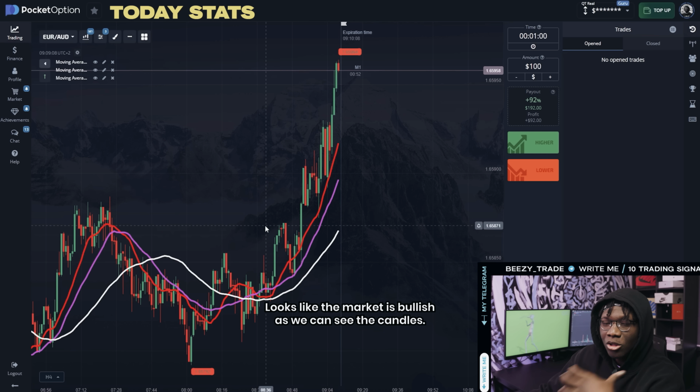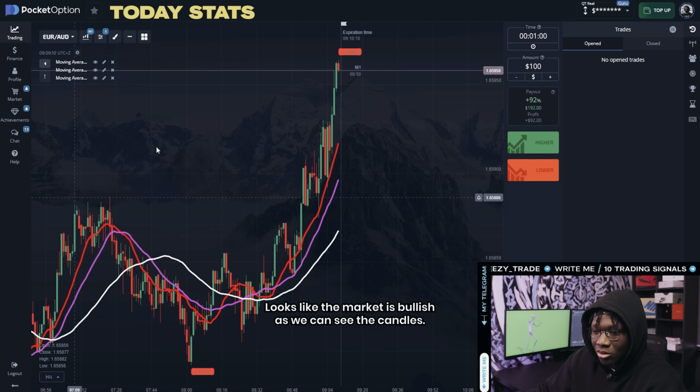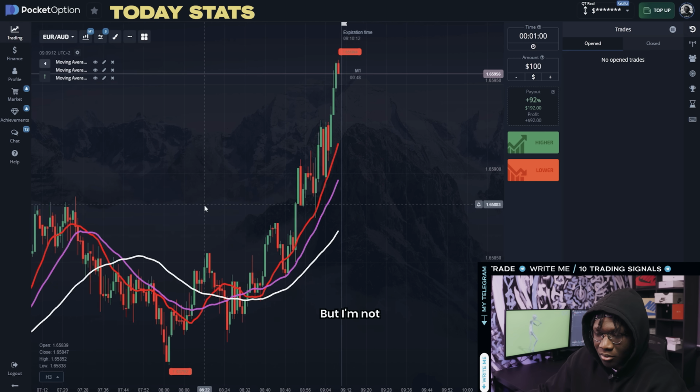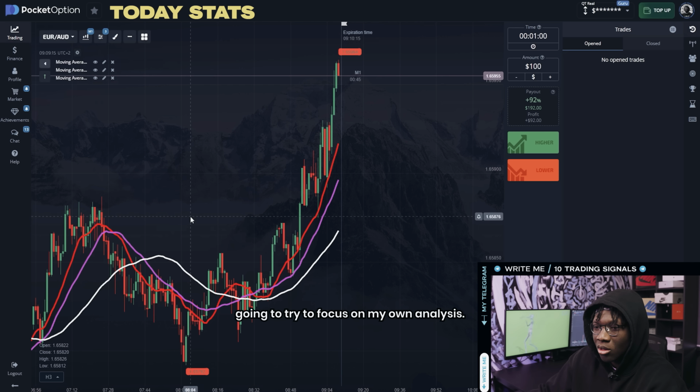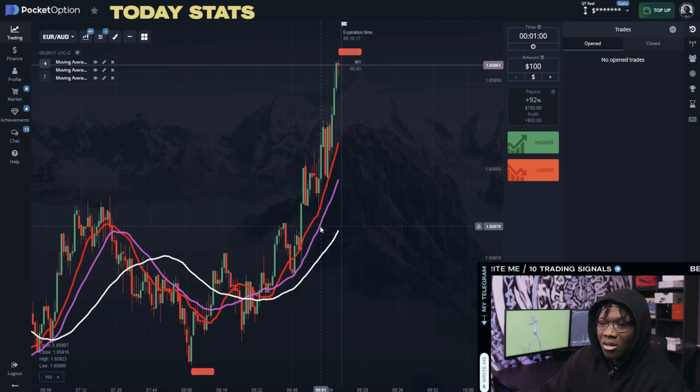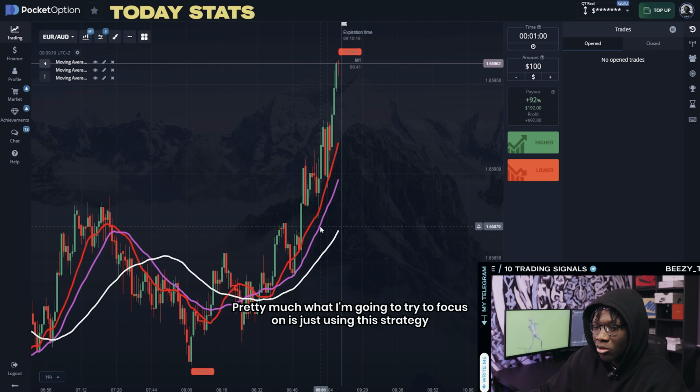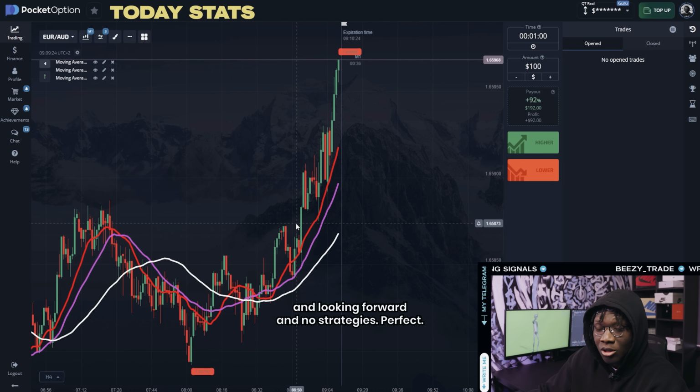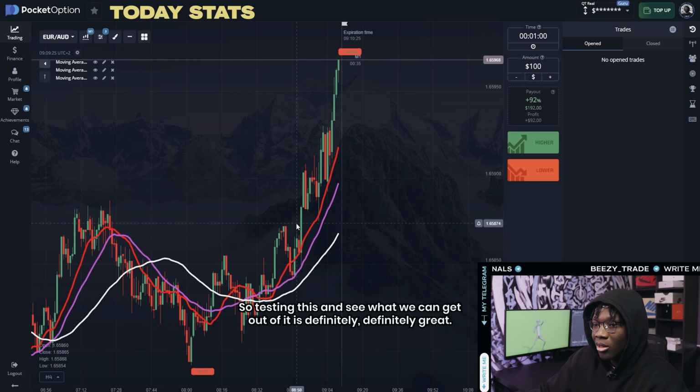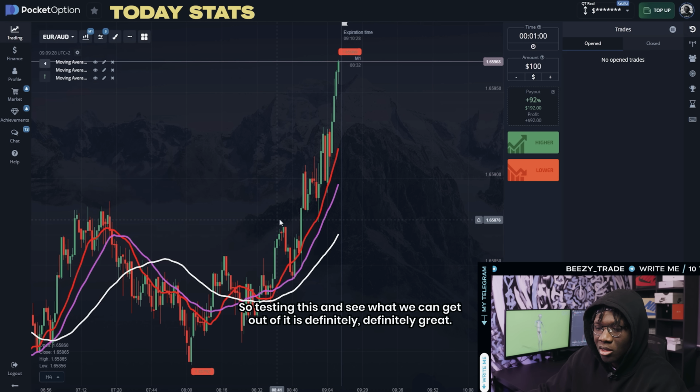Looks like the market is bullish, as we can see from the candles. But I'm not going to focus on my own analysis. What I'm going to focus on is just using this strategy and looking forward to entering. No strategy is perfect, so testing this and seeing what we can get out of it is definitely great.